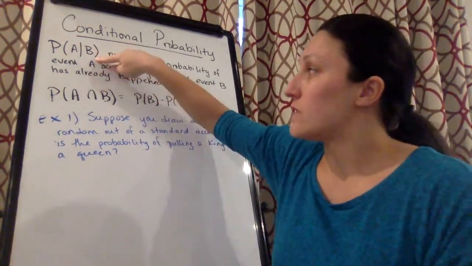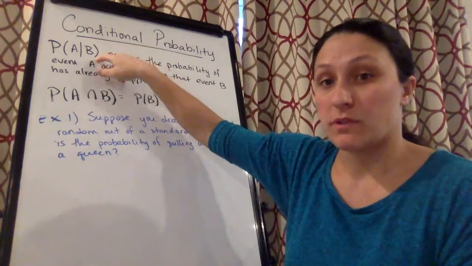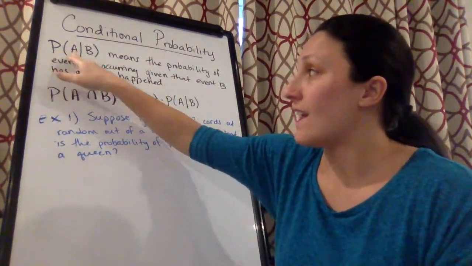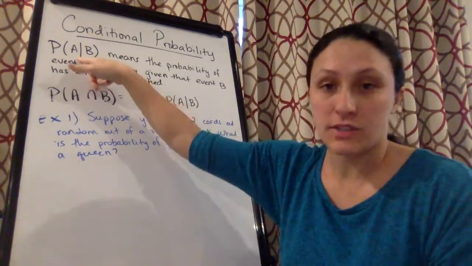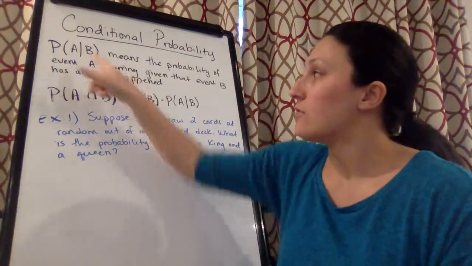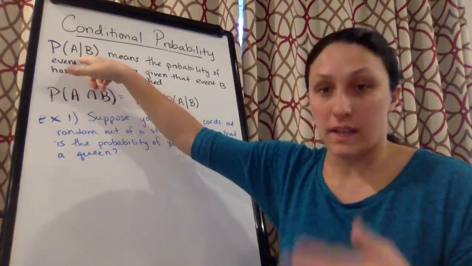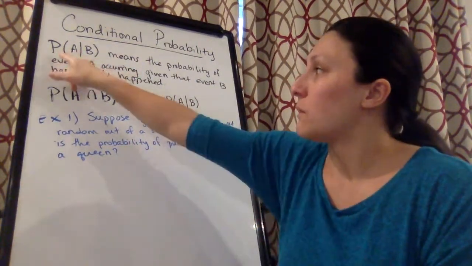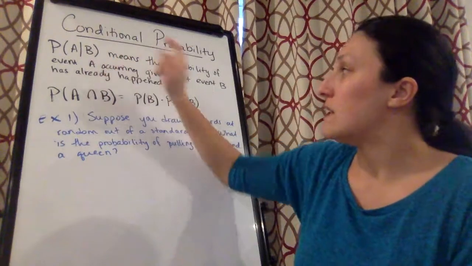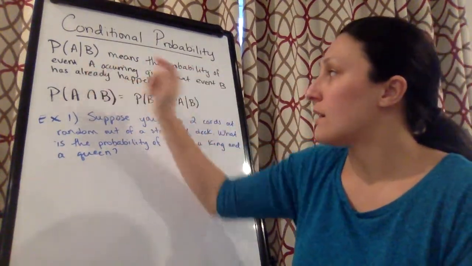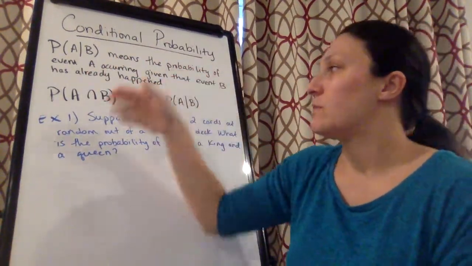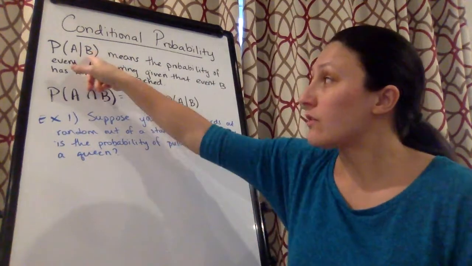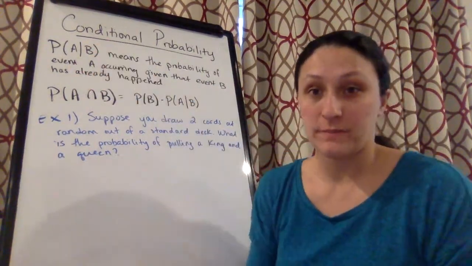So this is the notation that we use in mathematics to represent a condition. So this shows the probability of A given B. So that's just a vertical line, and you read that as given. So it translates to mean given. So the probability of A given B means the probability of event A occurring given that event B has already happened. So that means we know for a fact that B has already happened.